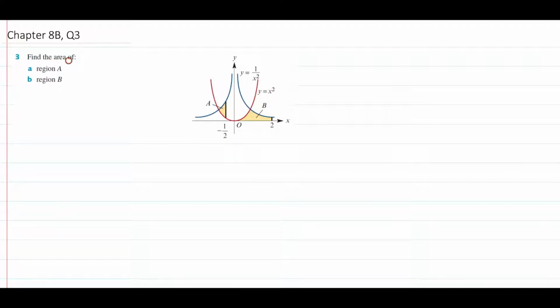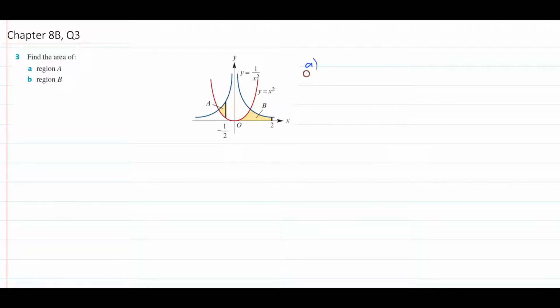Question 3. Find the area of region A, so this region right here, and then part B, find the area of region B, so this yellow area right here. Region B is the one that I want to focus on, but we'll go through part A first just quickly and then we'll move on to part B.